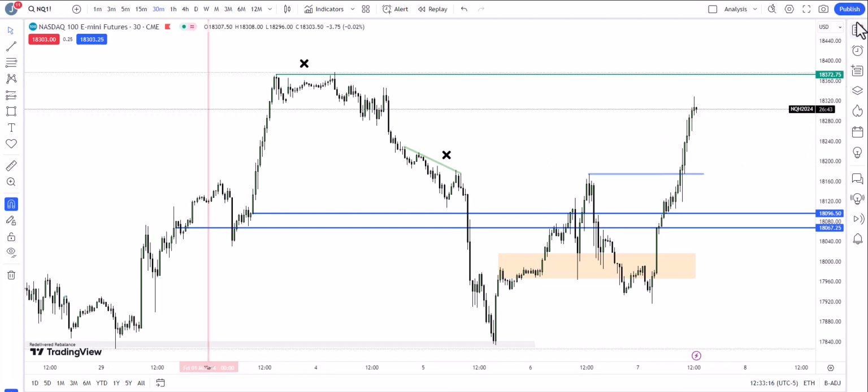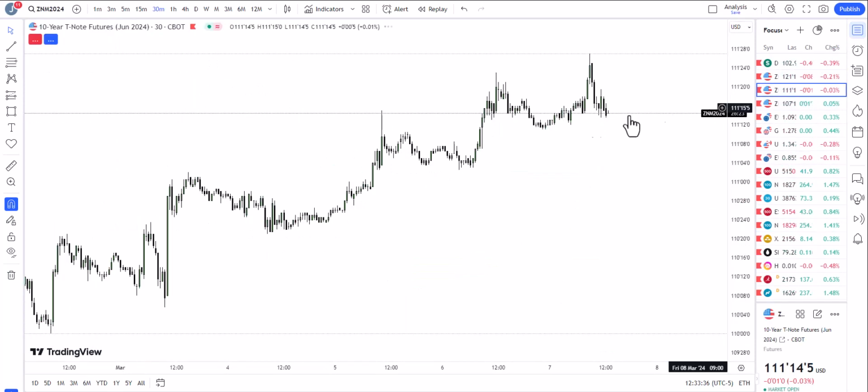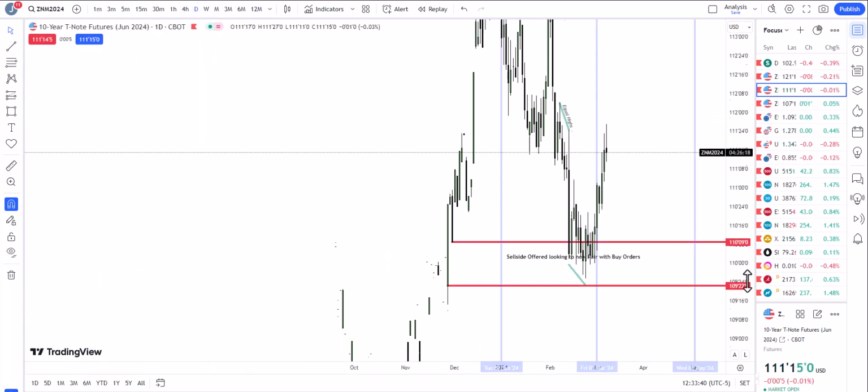But looking at the bond market and how bonds correlate with the dollar, it gives you a macro to micro understanding of the market, through interest rates, yield, etc. So I'm going to show you the bonds market here. I'm on the 10-year.